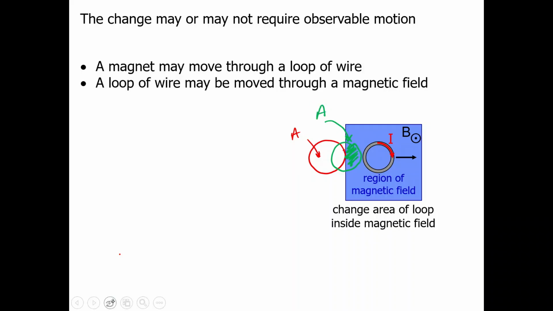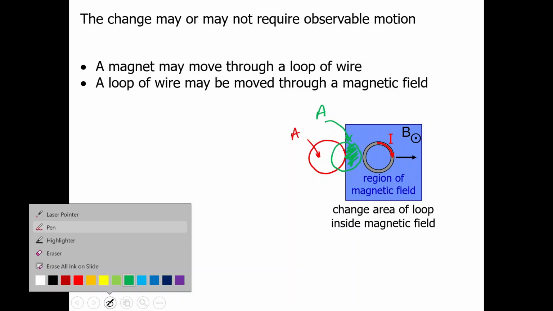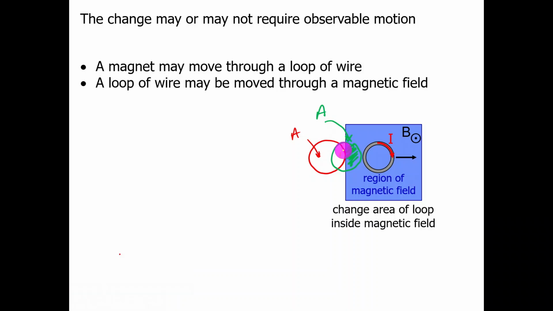Not high enough contrast on that one. So that would be my area. As I bring it more in, more is going to be in. So I'm going to have that area there. So my area is increasing.